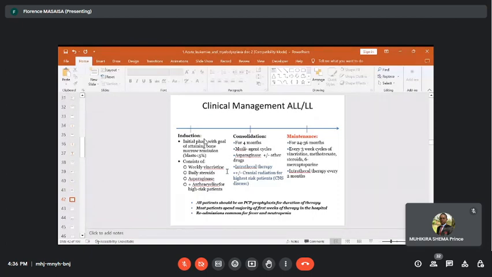We have induction, consolidation and maintenance, which may go on for even up to 3 years of treating leukemia. Induction uses vincristine, steroid, and asparaginase. We have consolidation, and so on. Then we have maintenance. You have to keep the patient on PCP prophylaxis.